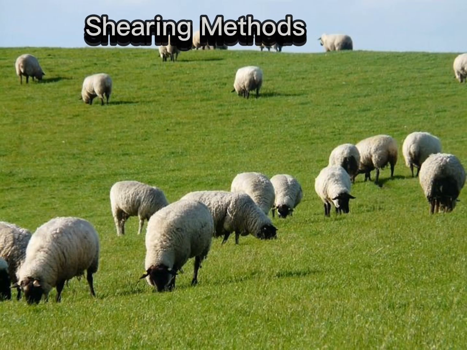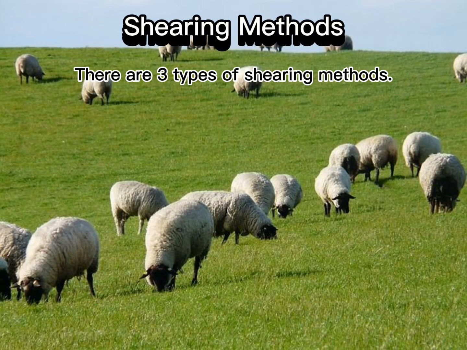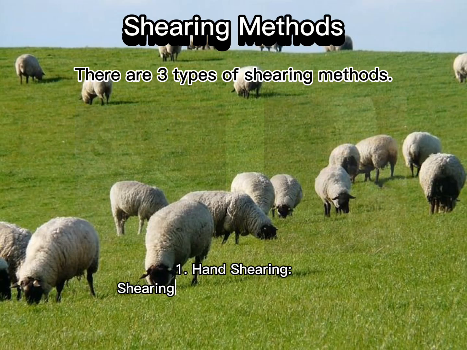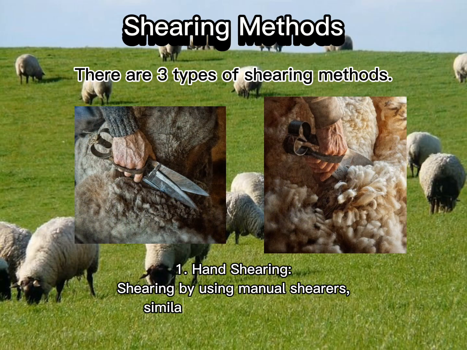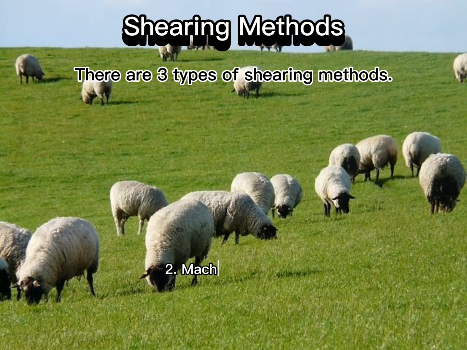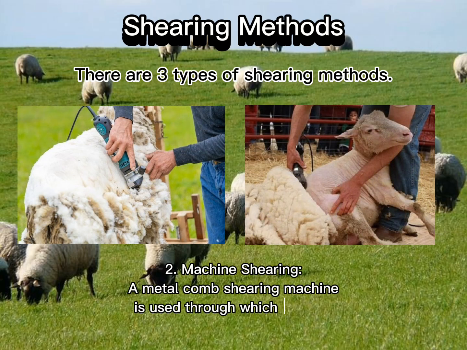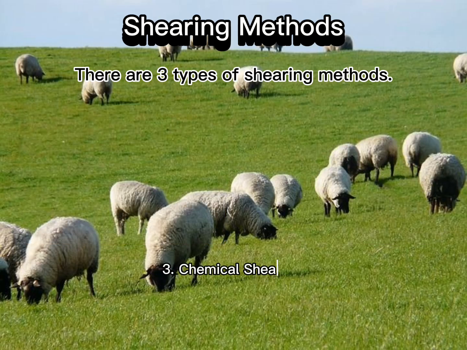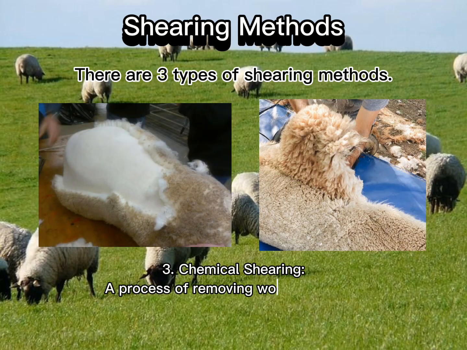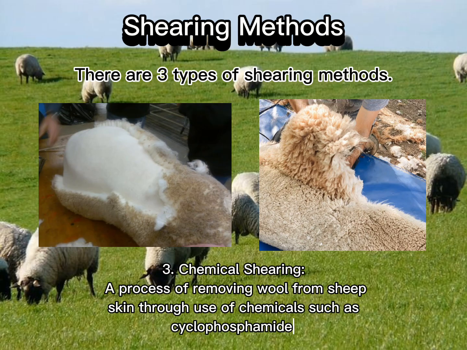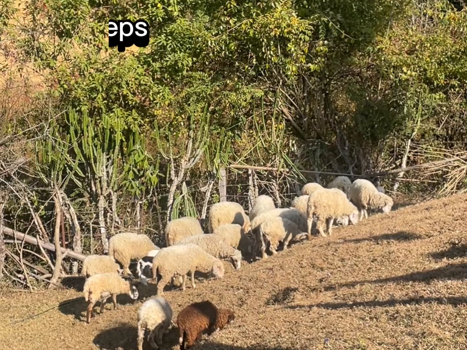Shearing methods. There are 3 types of shearing method. First is hand shearing. Shearing by using manual shearer, similar to barber's clippers but much larger. 2. Machine shearing. A metal comb shearing machine is used through which a cutter is driven. 3. Chemical shearing, a process of removing wool from sheep skin through use of chemicals such as cyclophosphamide.